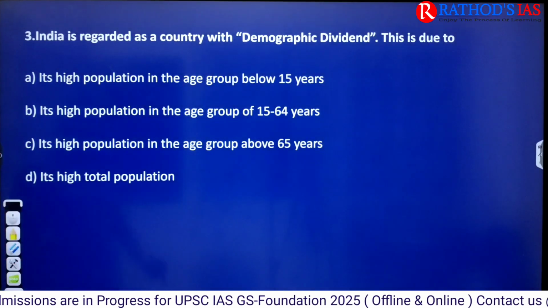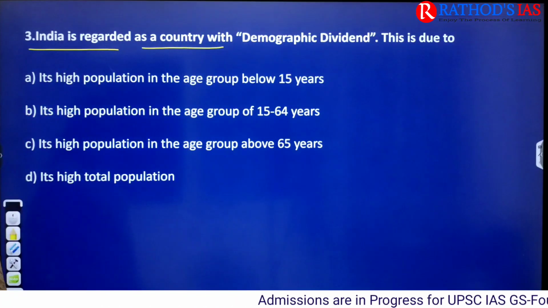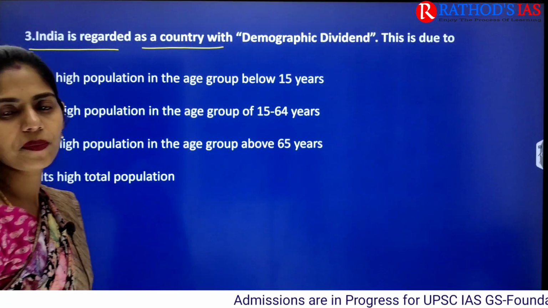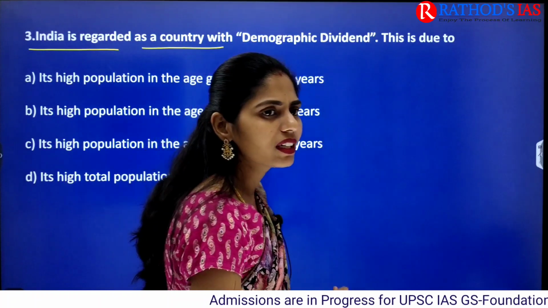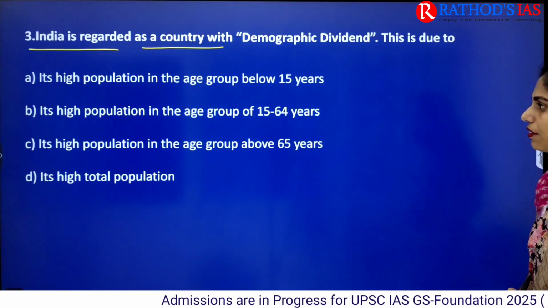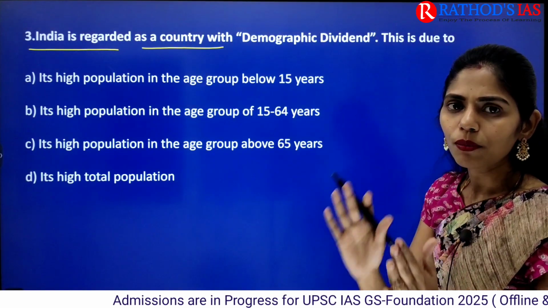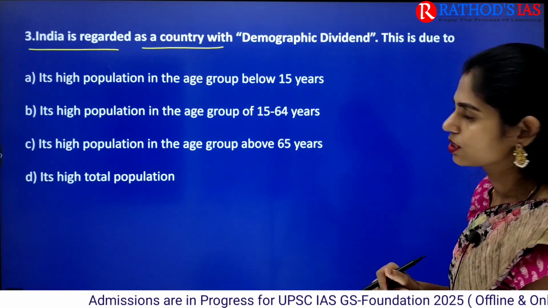And the next, third question is: India is regarded as the country with demographic dividend. This is due to. So a number of times in current affairs also I discussed this topic of demographic dividend. So demographic dividend is nothing but population at working age.